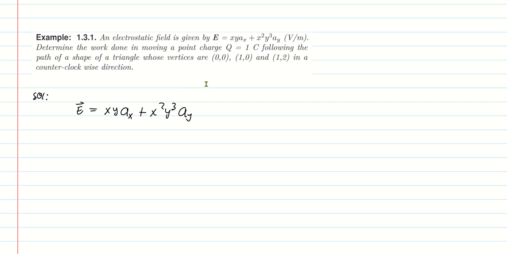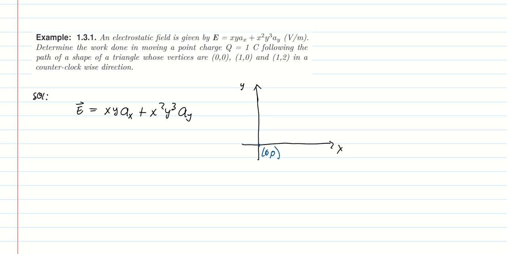If we want to move a charge q, which is 1 coulomb, following the path of a shape of a triangle whose vertices are (0, 0), (1, 0), and (1, 2) in a counterclockwise direction. So if we plot that, this is actually in the xy plane because we only have x and y coordinates. So the path that we want, if this is the y-axis and this is the x-axis, is basically, so we start at (0, 0).